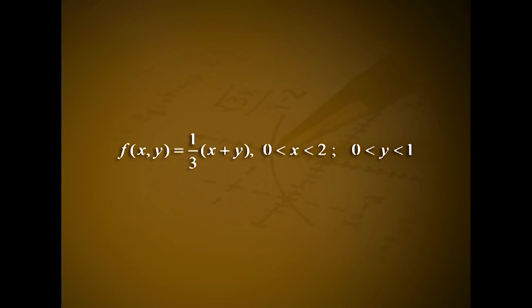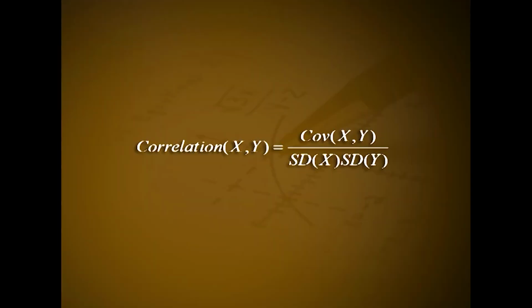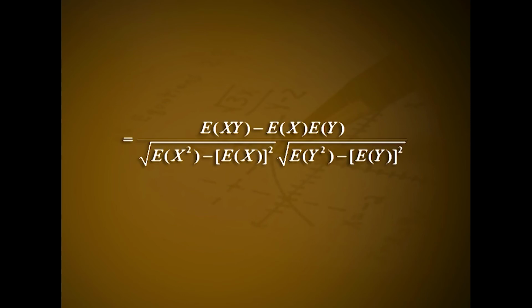Problem 7. Given f of xy equal to 1 by 3 into x plus y for 0 less than x less than 2, 0 less than y less than 1. Find the correlation between x and y. Solution. Correlation of x y, that is equal to covariance of x y divided by standard deviation of x into standard deviation of y. That is equal to expectation of x y minus E of x into E of y divided by square root of expectation of x square minus expectation of x whole square into square root of expectation of y square minus expectation of y the whole square.